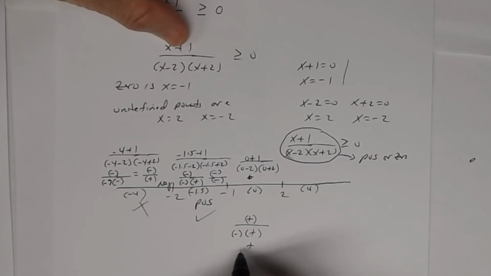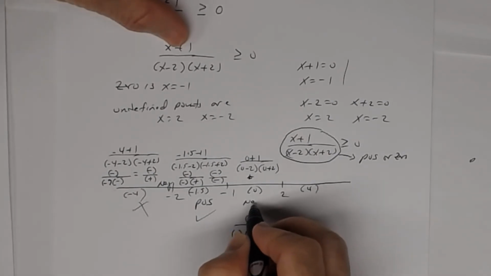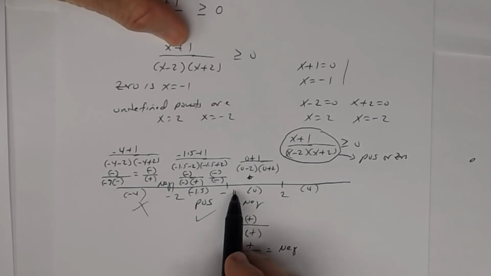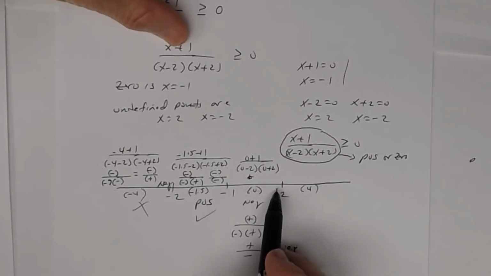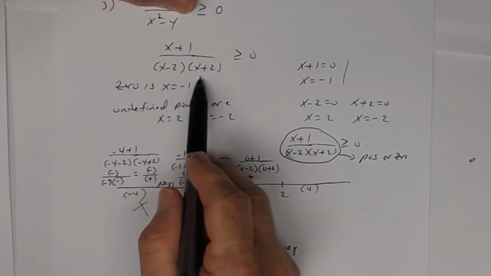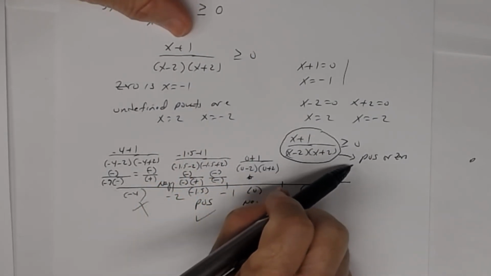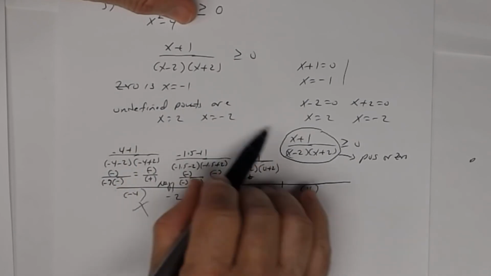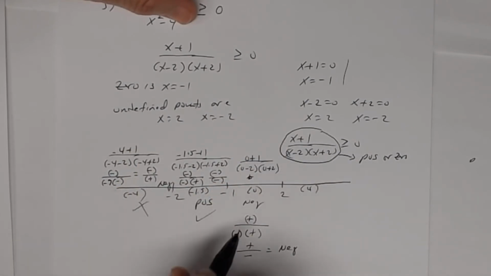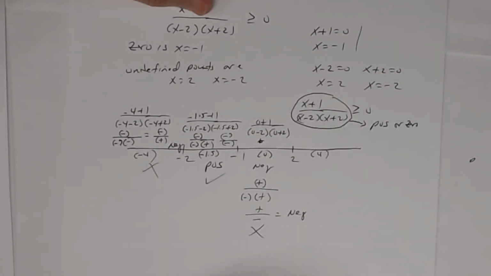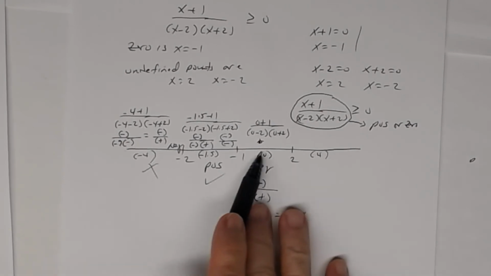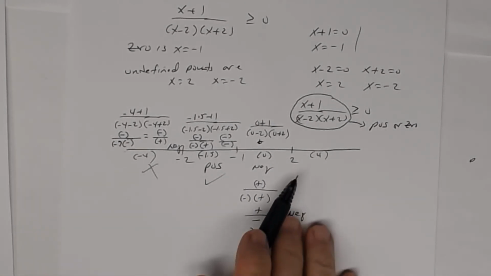The numerator is positive. The denominator, a negative times a positive is a negative, and that is equal to a negative number, right? So that's negative. So what that means is that any real number between negative 1 and 2 will make this rational expression negative. Is that something I want? No. I want that rational expression to be positive or 0. All right, so I'm going to put an X there to indicate that that's not going to be a solution. Then we go to 4.